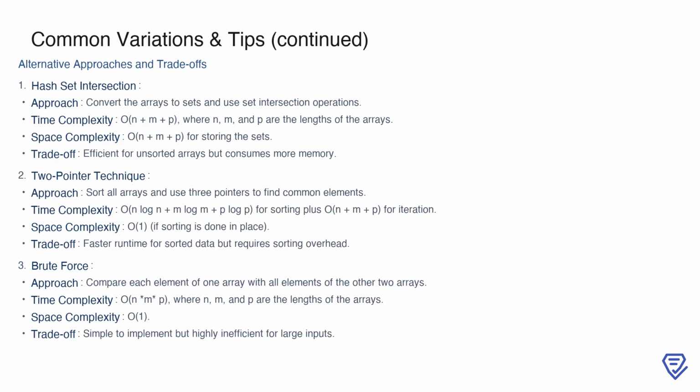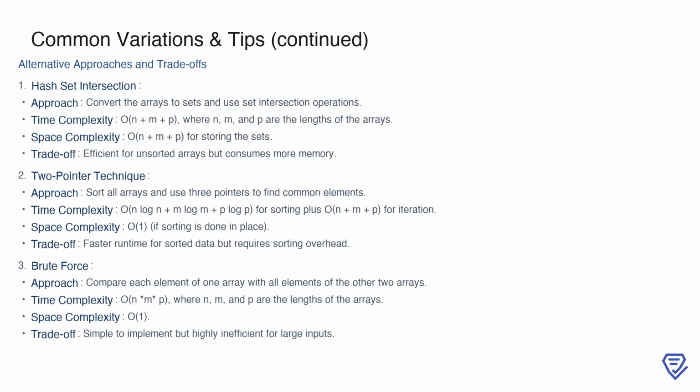There are also alternative approaches to solving this problem, each with its own trade-offs. Using hash sets is one method. By converting the arrays into sets and performing set intersection operations, you can achieve a time complexity of O(n + m + p), where n, m, and p are the lengths of the arrays. However, this approach has a higher space complexity, as it requires memory to store the sets. Another option is the two-pointer technique, which involves sorting all the arrays and then using three pointers to find common elements. While this method is efficient for sorted data with a time complexity of O(n log n + m log m + p log p), due to sorting, it requires an additional pre-processing step.